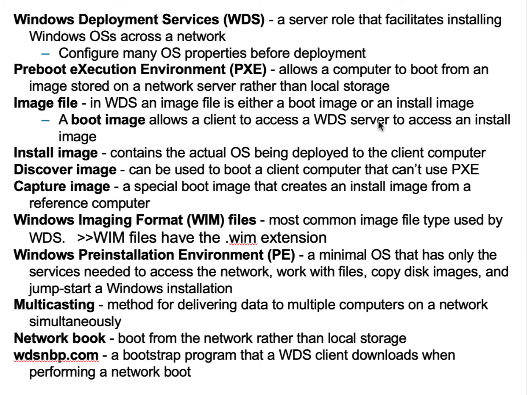Multicasting is a network communication method for delivering data to multiple computers on a network simultaneously. It's used in WDS when the same installation image should be sent to multiple computers on the network at the same time. Multicasting reduces bandwidth use more than unicasting does because with unicasting you have to send data across the network separately for each computer that should receive it. With multicasting, data is sent once and all the computers are going to receive the data along with the configuration that they need to assign to themselves.